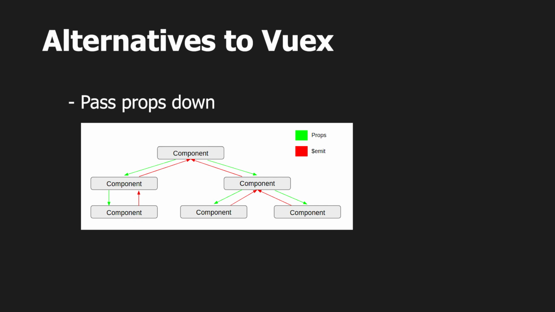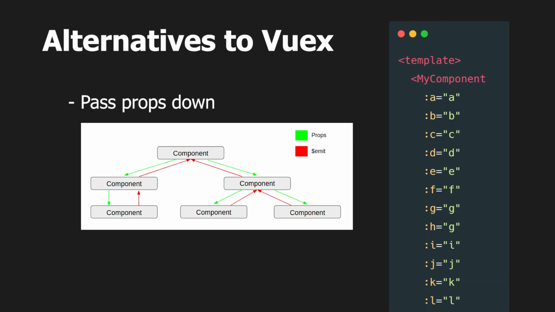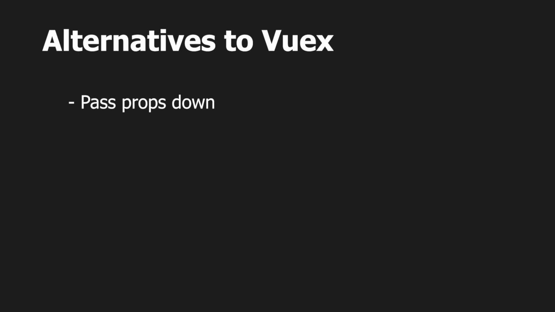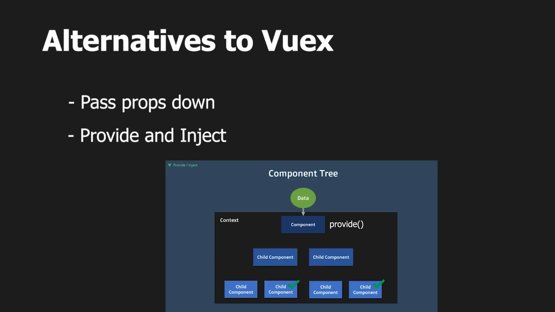The real concern with this approach is to be aware of prop drilling, which can clutter your codebase when you start passing a large number of props to child components. Another lesser known feature of Vue.js is provide and inject. It can be used in situations where you need to pass data from a parent component to one or multiple child components, which may not be direct descendants of the parent.